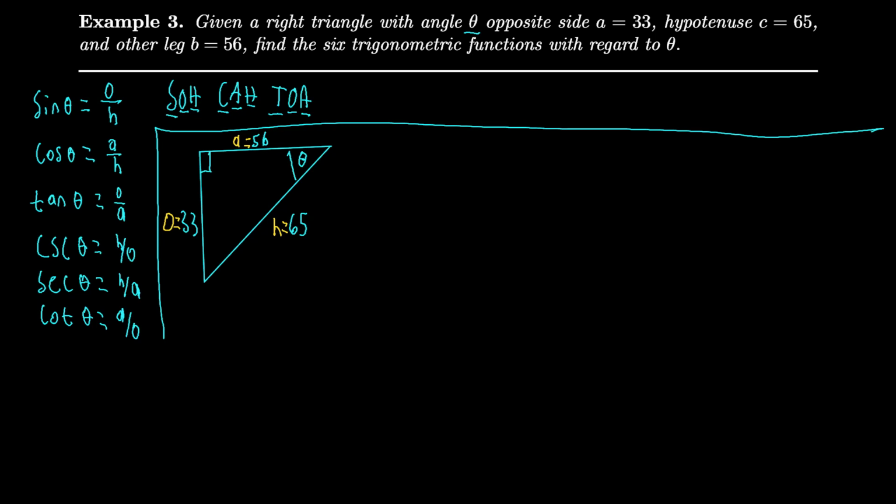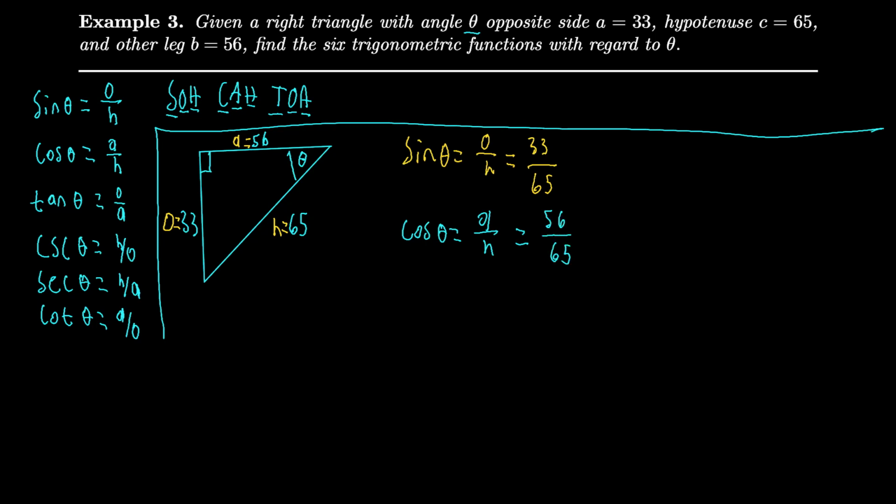So we'll come back over here. Look here. The sine of theta must be opposite over hypotenuse. Well, opposite was 33. Hypotenuse was 65. So it must be 33 over 65. Okay? Let's go on to the next one, and I'll do it in blue. So the cosine of theta must be adjacent over hypotenuse. Just write that down. Well, adjacent was 56, so it's 56 over 65.